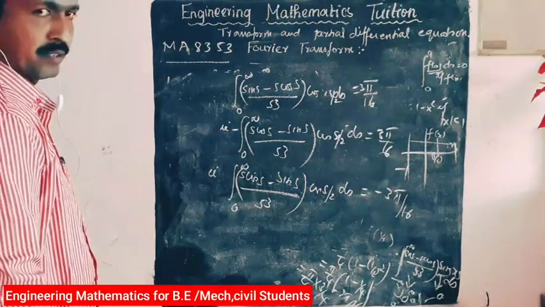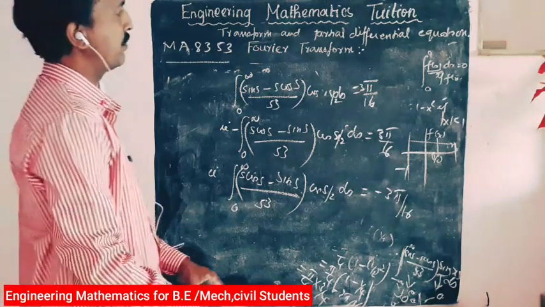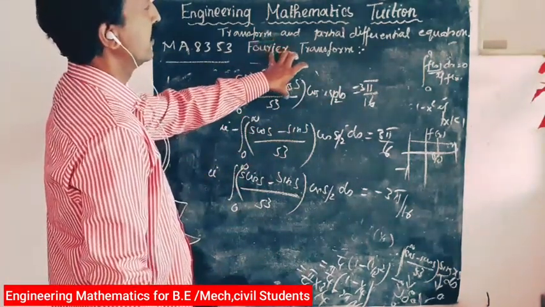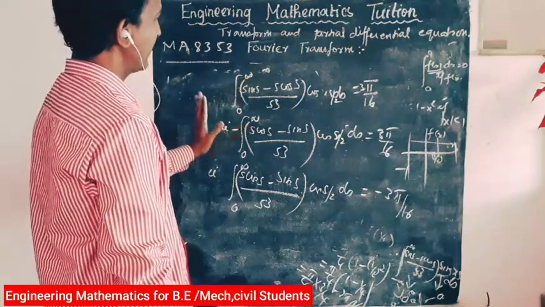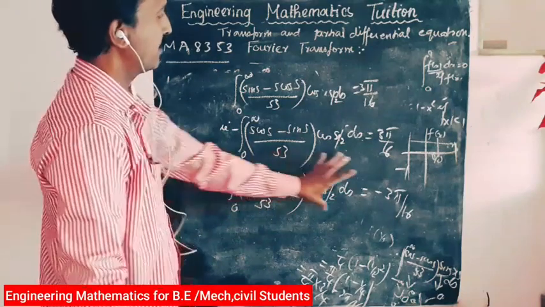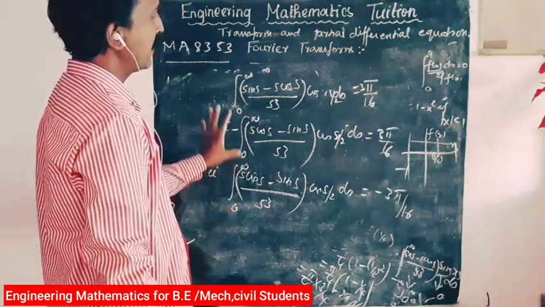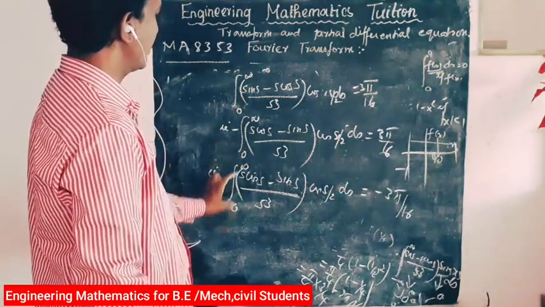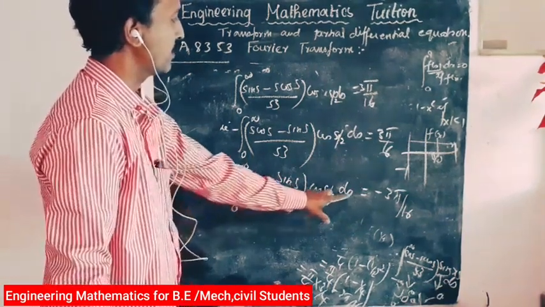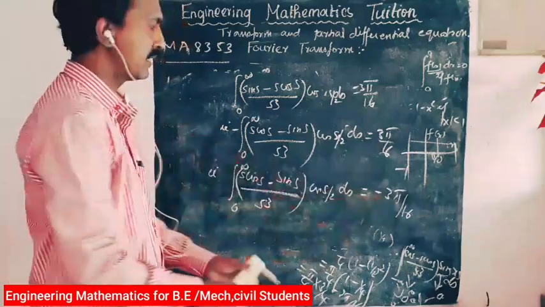This is a very important problem. This is an important problem for Anna University. Generally in the Fourier transform unit, there is a very important problem on the application of the Fourier transform. This is the evaluation of a definite integral. So the integral of 0 to infinity of (s cos s minus sin s) by s cubed into cos s by 2 ds equals minus 3 pi by 16.